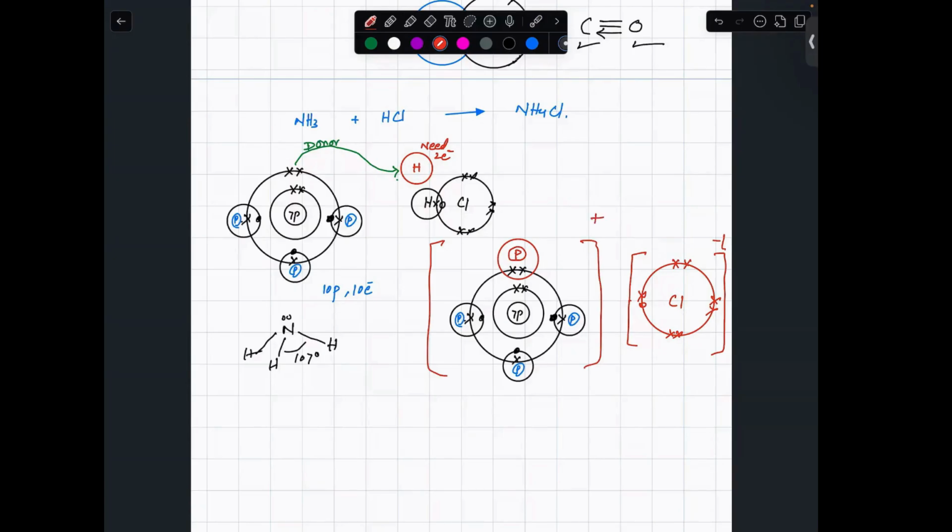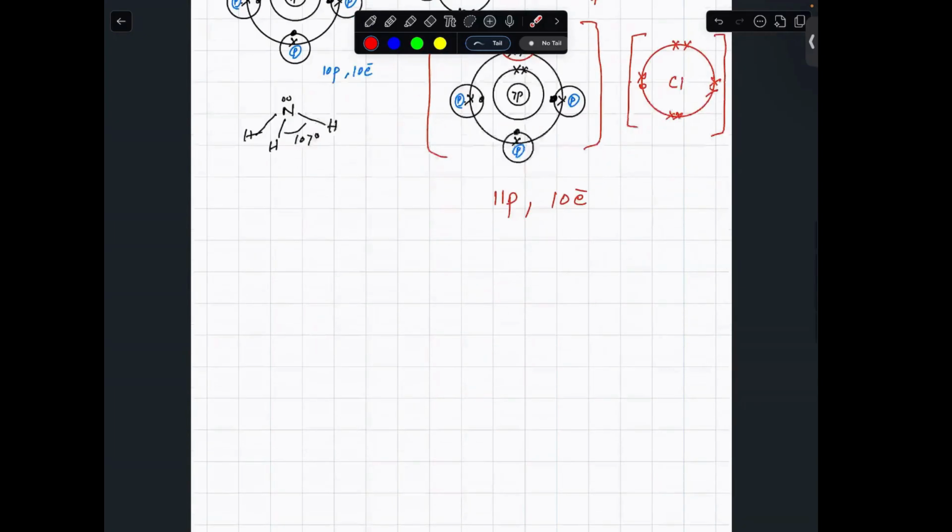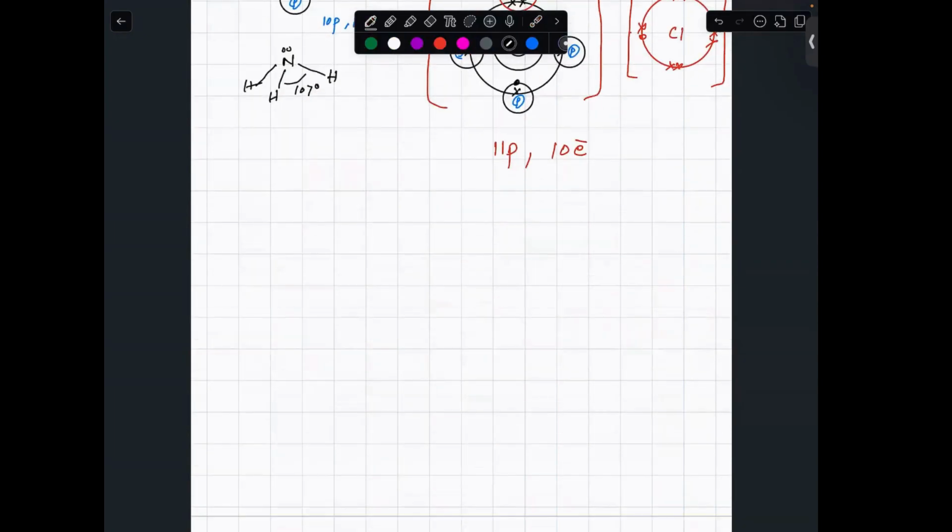Why? Because there are 7, 8, 9, 10, 11 protons. There are 11 protons and there are 1, 2, 3, 4, 5, 6, 7, 8, 9, 10 electrons. There is 1 proton more. As a result, it's positive. Right? So if you want to see it again, it's like this.